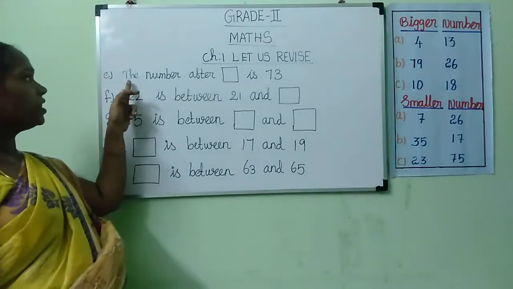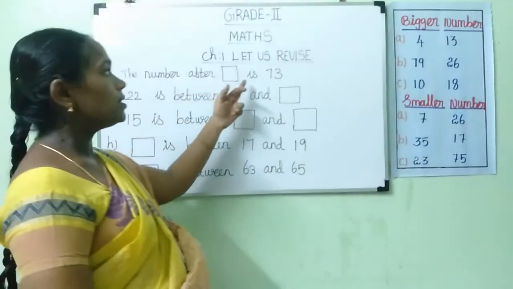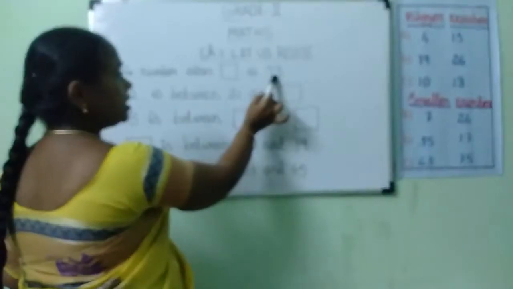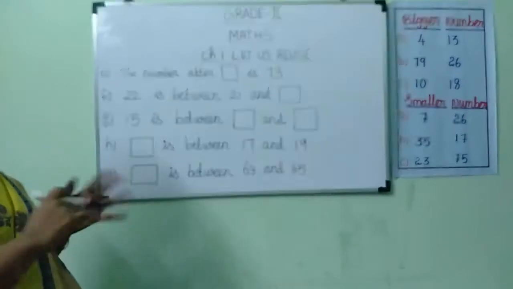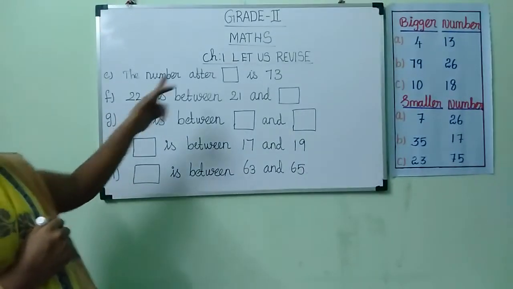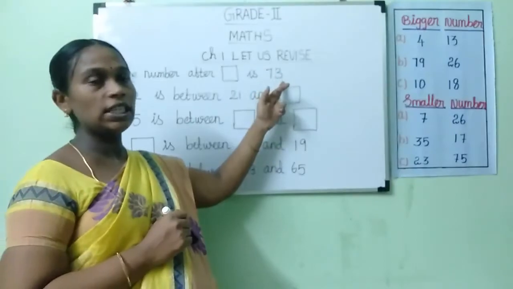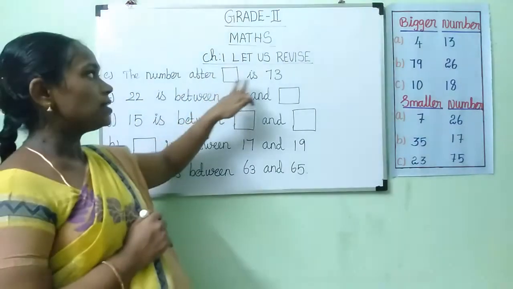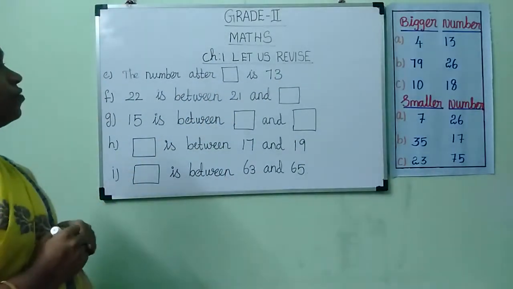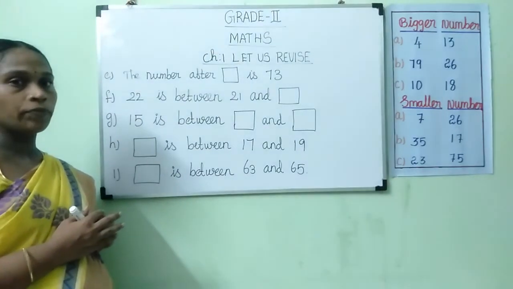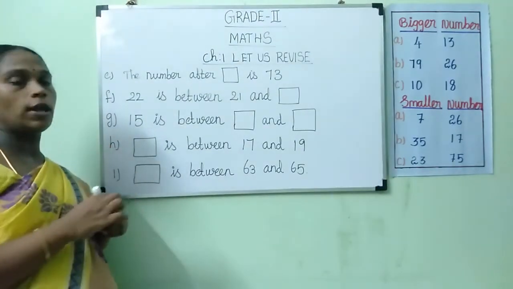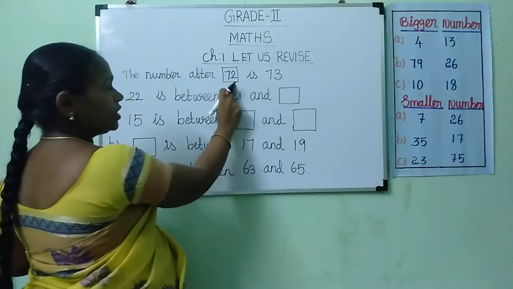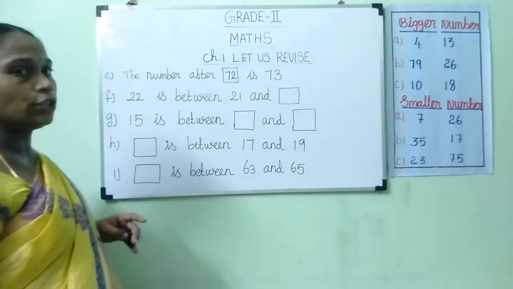Next, the number after dash is 73. So what is it asking here? What will come before 73? After dash is 73. Which number, after it, will come 73? So here it is asking the number before 73. So 72, after 72 is 73. Are you clear, children?